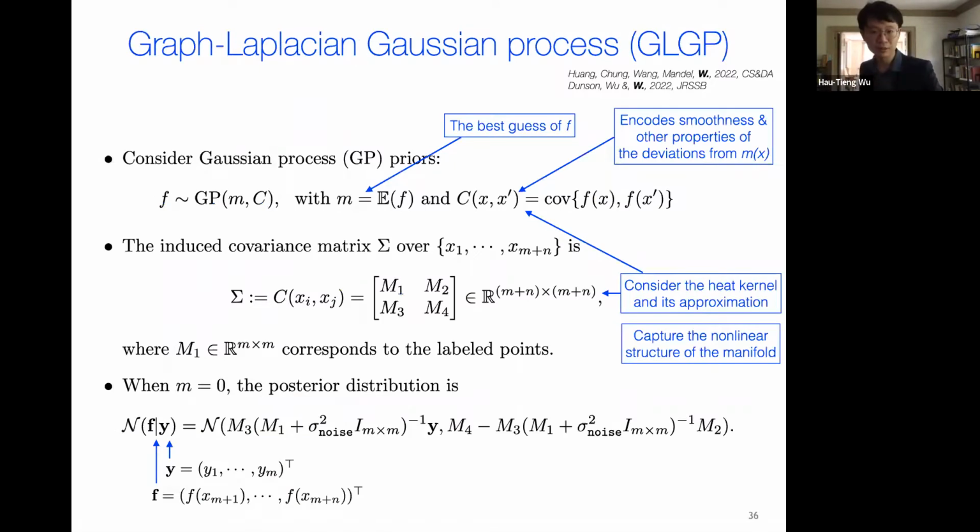And this is the Gaussian process. The key information here is that the covariance is now replaced by the heat kernel. And the heat kernel will help you respect the geometric structure of the manifold.